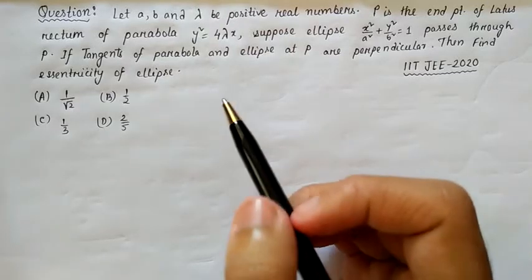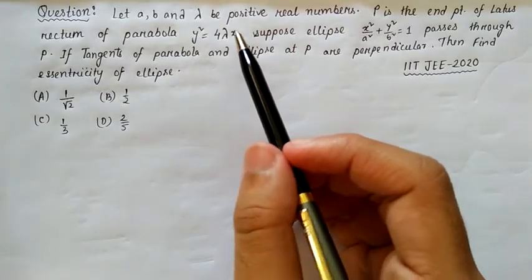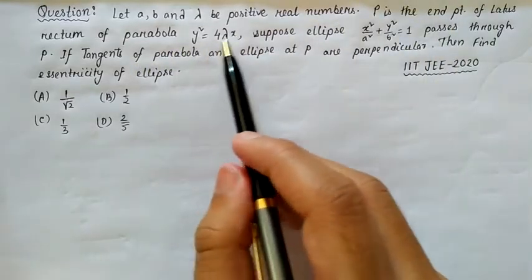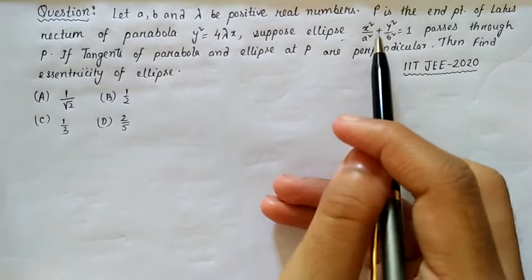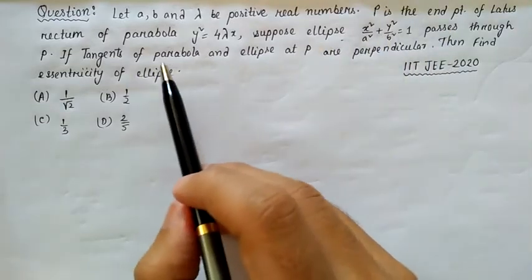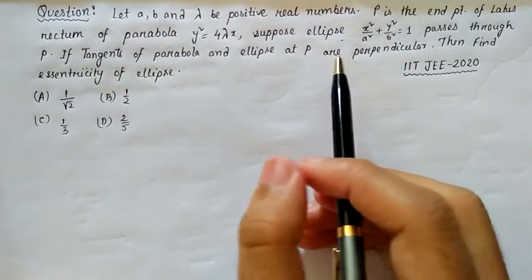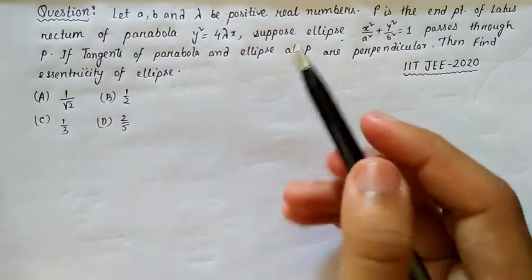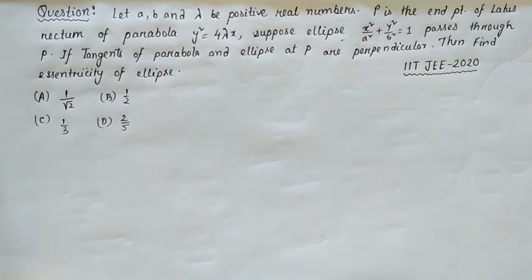In this question, let a, b and lambda be positive real numbers, and P is an endpoint of the latus rectum of the parabola. Suppose the ellipse passes through P. If the tangents to the parabola and the ellipse at P are perpendicular, then we have to find the eccentricity of this ellipse. This is a very simple question, and let's draw it.